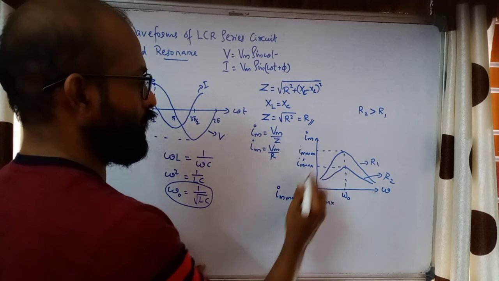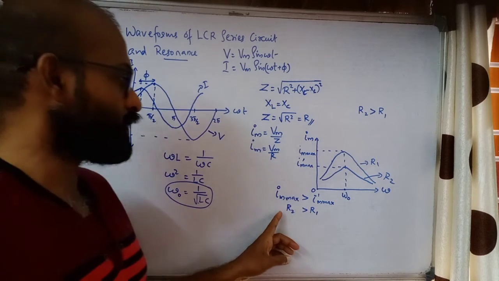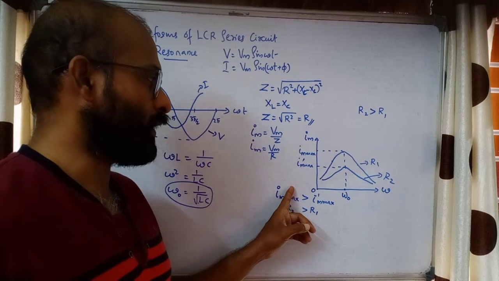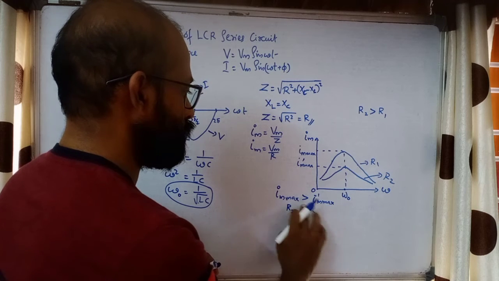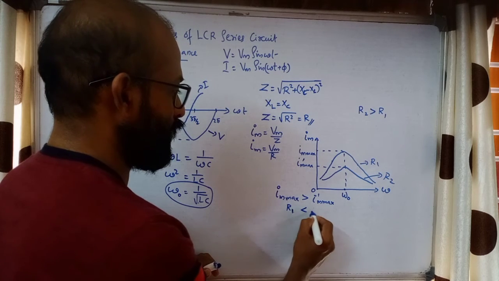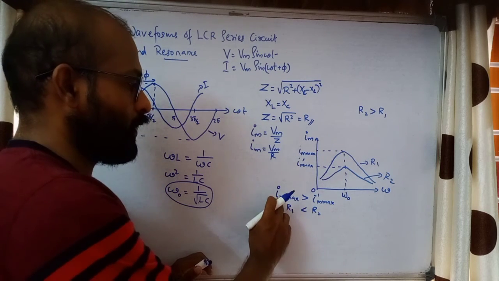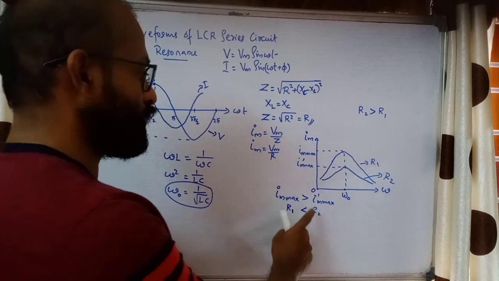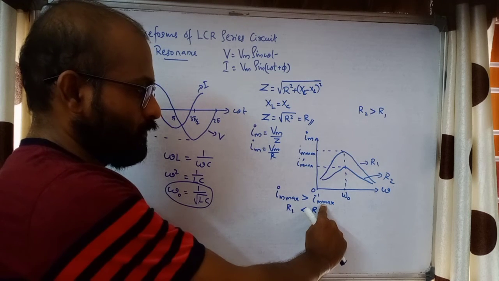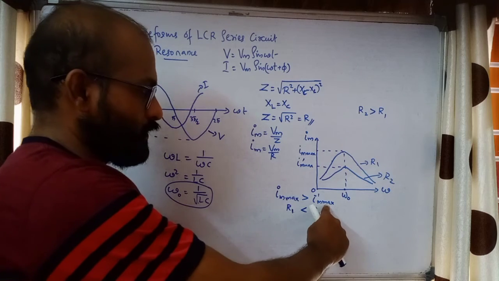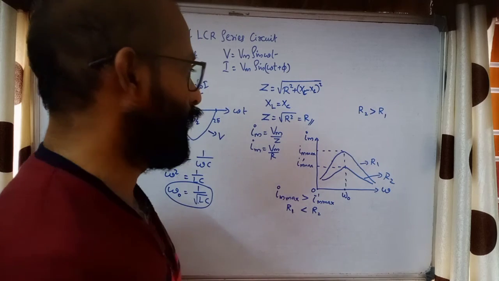What about the resistance? R2 is greater than R1. So when resistance increases, what happens? The amplitude of peak current decreases. I'll just give the symbols like this. R1 is less than R2. R2 corresponds to I dash m max and R1 corresponds to Im max. So this is a higher resistance, but the maximum amplitude of current is less. This is called the frequency response curve, the variation of current amplitude with frequency.